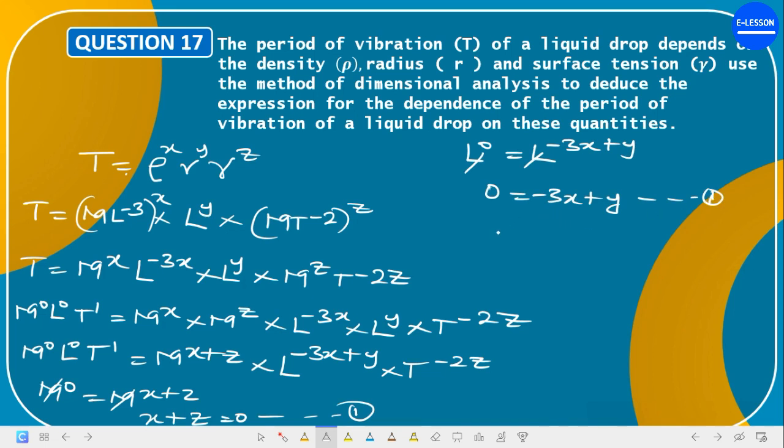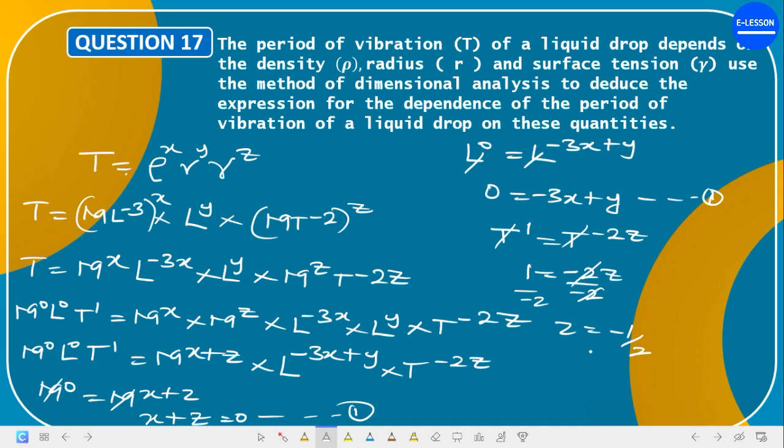And finally, we are going to compare T. T is equal to what? 1 raised to the power of 1, and then T is minus 2z. So when these two cancel, you have 1 is equal to minus 2z. Divide both sides by minus 2, this cancels this, and your z is equal to minus half. So you've gotten your z.